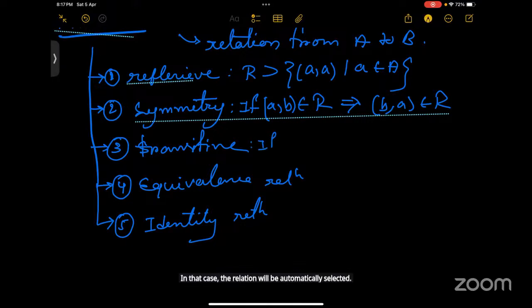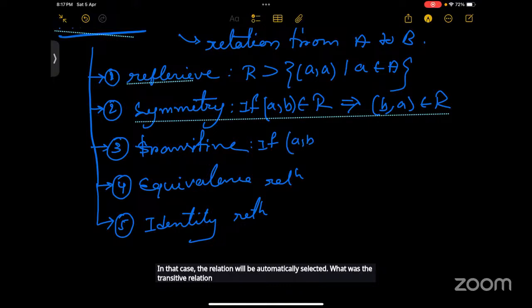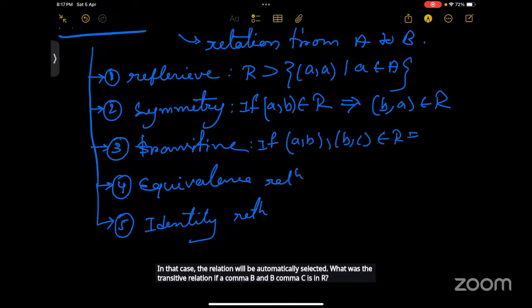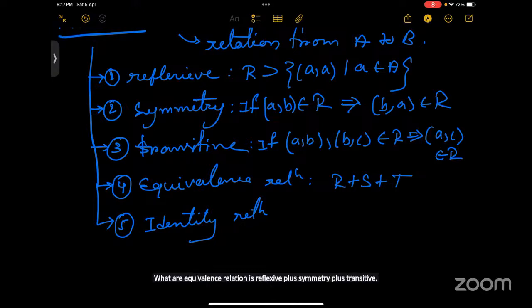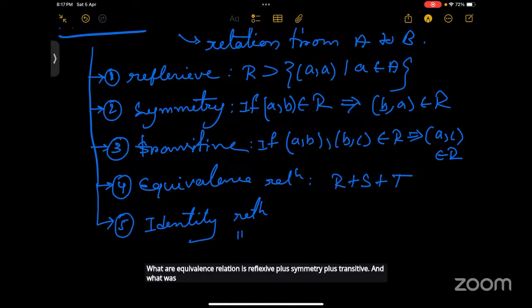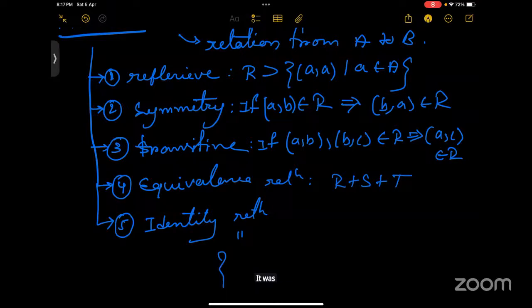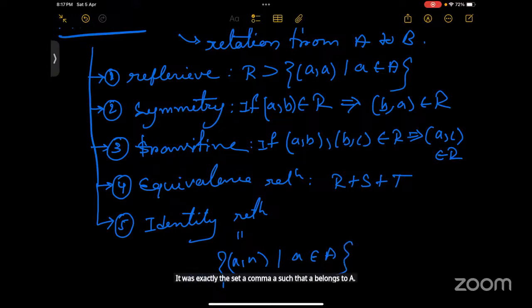What was the transitive relation? If (a, b) and (b, c) are in R, it will imply that (a, c) also is in R, right? What is an equivalence relation? Reflexive plus symmetric plus transitive. And what was the identity relation? It was exactly the set of (a, a) such that a belongs to A. These were the definitions of these 5 types of relations, right?